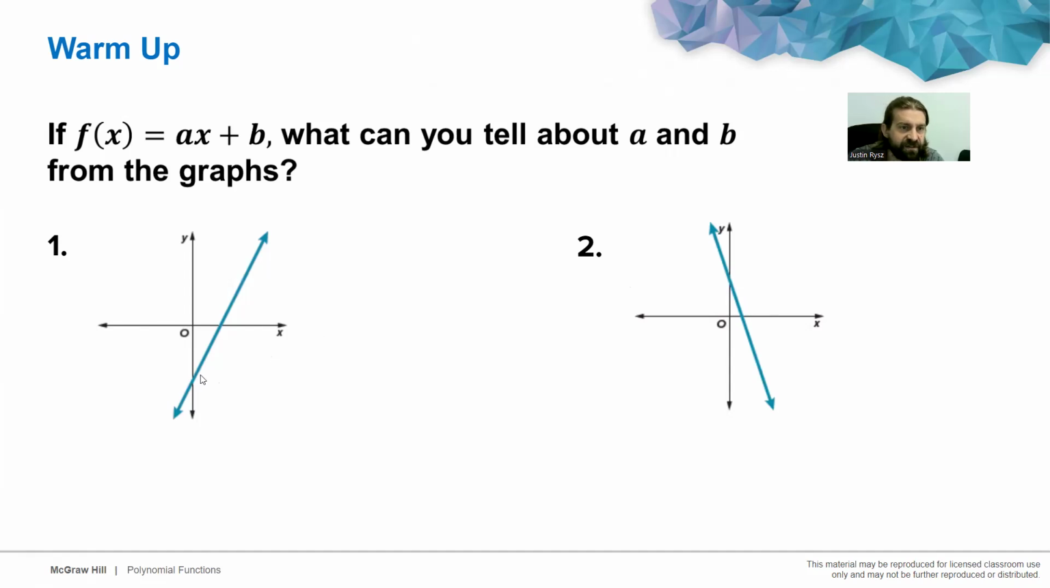So this should have a positive A and a negative B. We should have the opposite, a negative A and a positive B. Yep. Another way to say that is A is greater than 0 and B is less than 0.